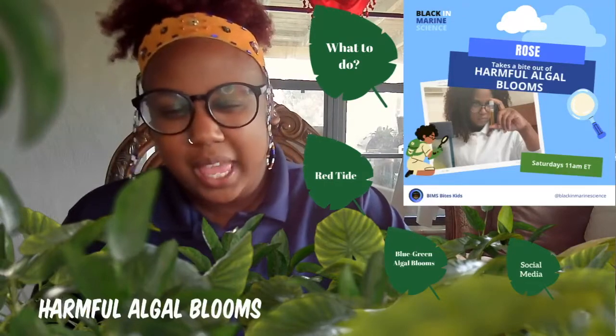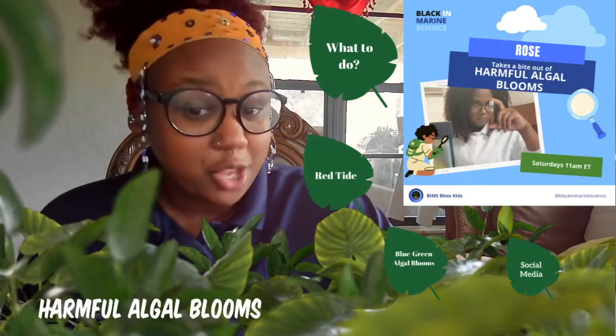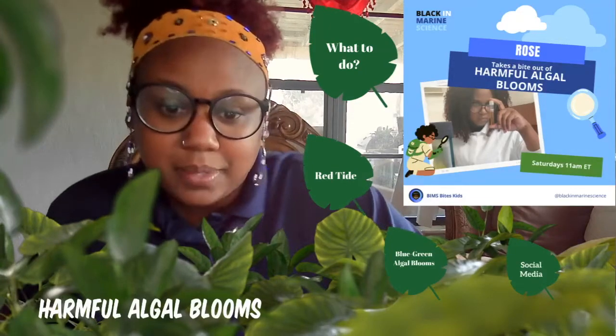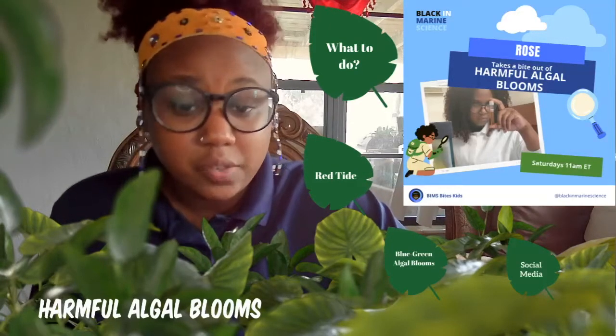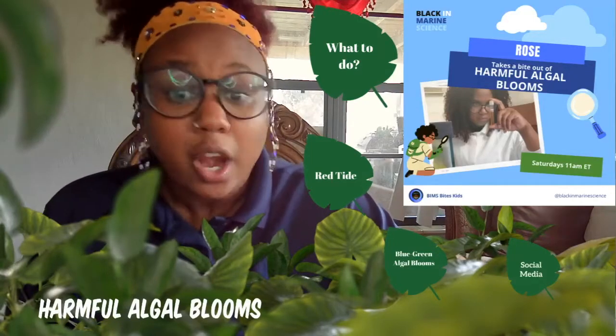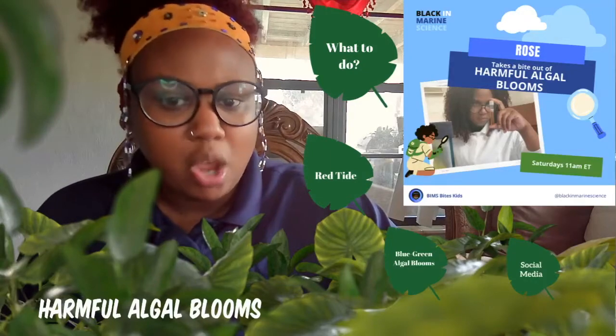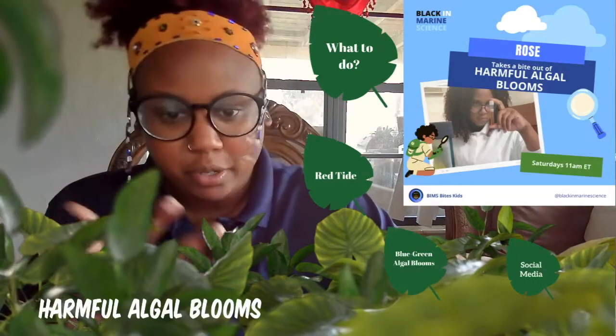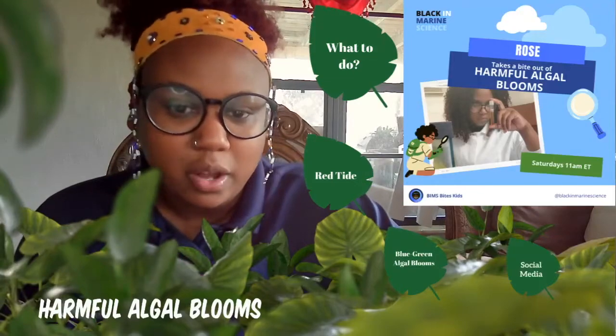And today, we'll be taking a bite out of harmful algal blooms. So, what are harmful algal blooms? Harmful algal blooms, or HABs as we shorten it, occur when colonies of algae, which are simple plants that live in both sea and freshwater, grow out of control and produce harmful effects on people, fish, shellfish, marine mammals, and birds. Basically anything that's near the water.